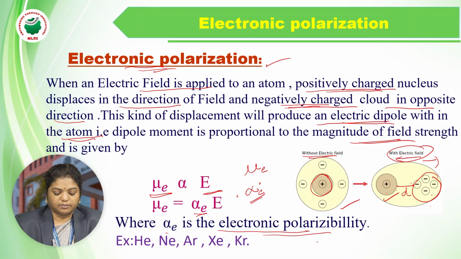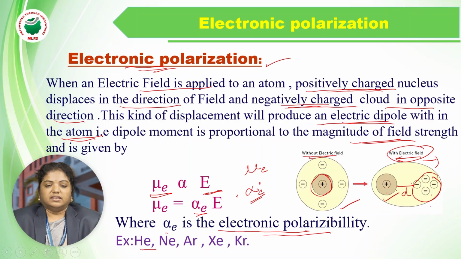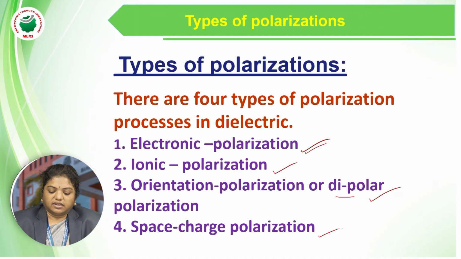Electronic polarizability. Examples of electronic polarization are observed in helium, neon, etc. In the presence of an electric field, the atoms are created like a dipole. This type of polarization is called electronic polarization. And the next one is ionic polarization.